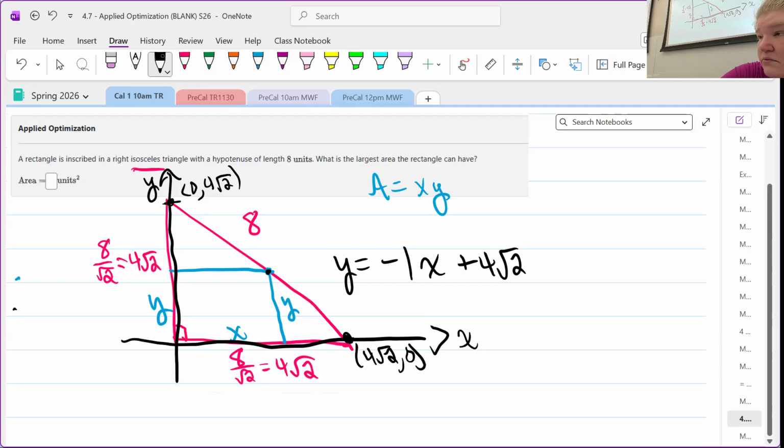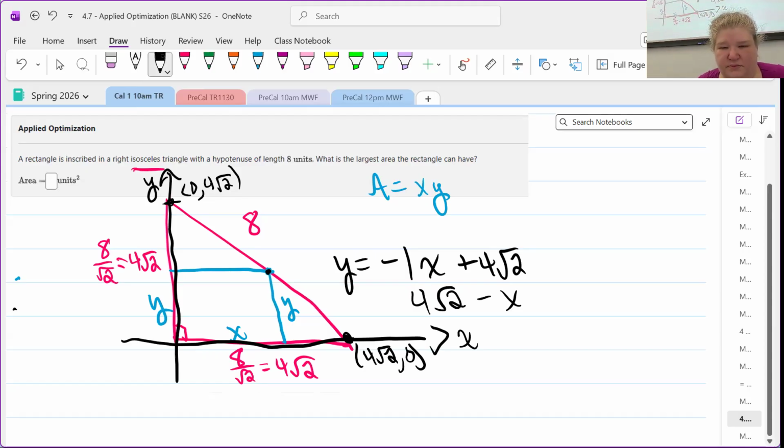So 4 square root of 2, yeah, you could write it as 4 square root of 2 minus x, yes. I was just writing it in mx plus b form because that's how my brain was deriving the formula. It'll end up being a square in there, so, yeah.